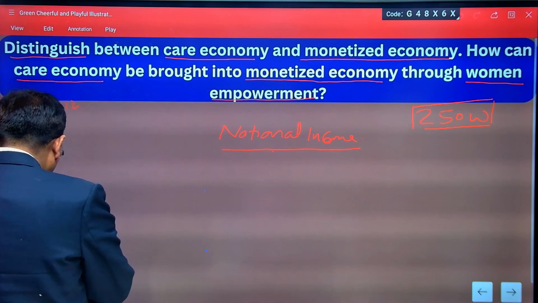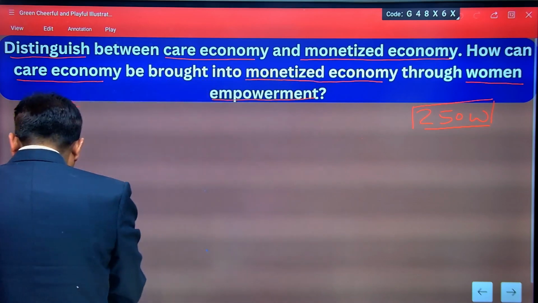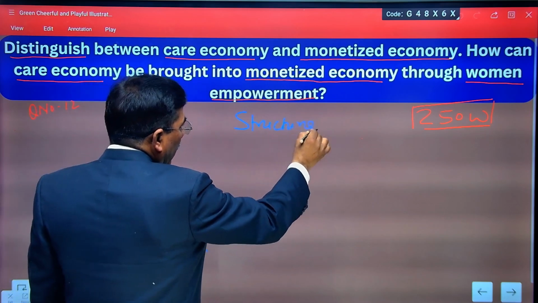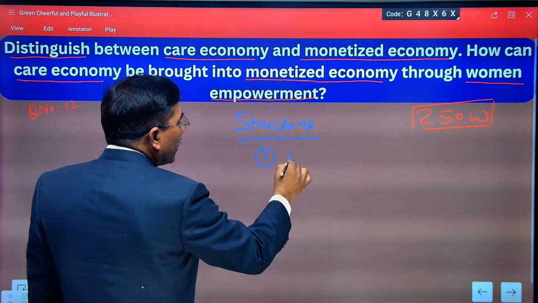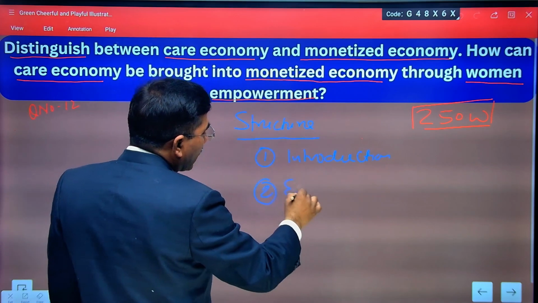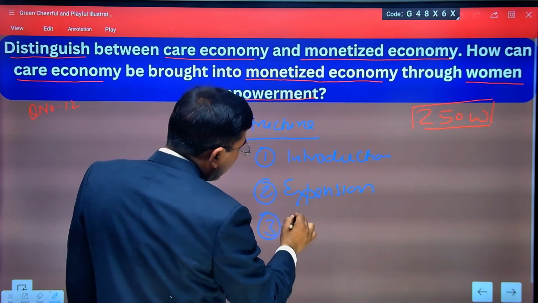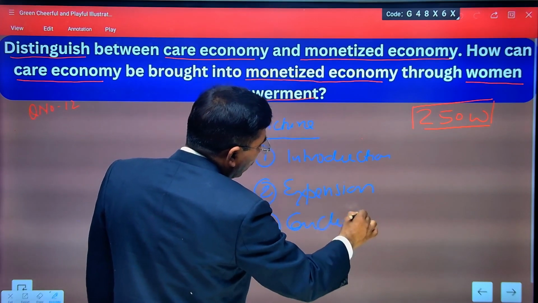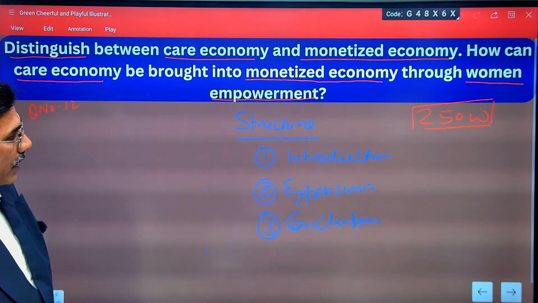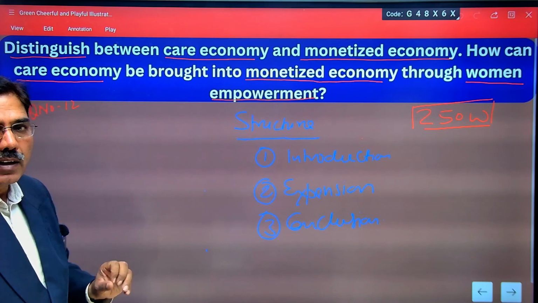Now, for better writing, first create the structure of this question. The structure will have three parts: introduction, second is expansion, and third one is conclusion. There are three parts. First I will discuss the points separately, after that I will organize the question in these three parts, then you will understand better.